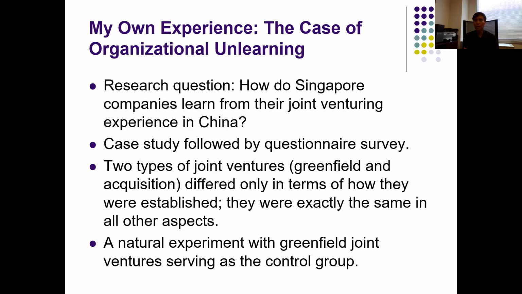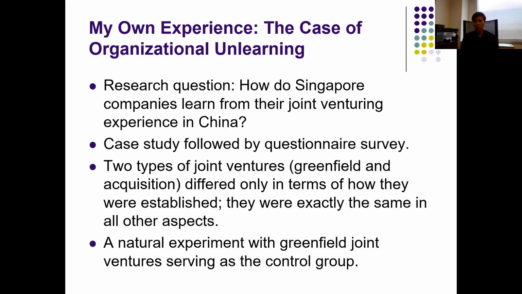So first, what I call greenfield joint venture. That's where the Singapore MNC partnered with a state enterprise in China to form a joint venture, and then they lease a piece of land, they build a factory, and then they recruit their staff from the labor market. So that's what we call greenfield, starting from scratch.